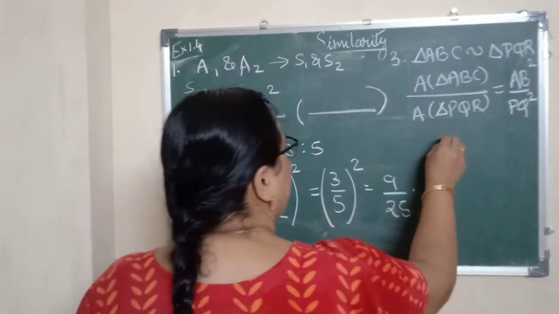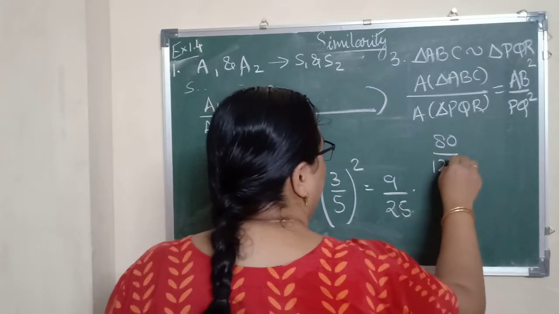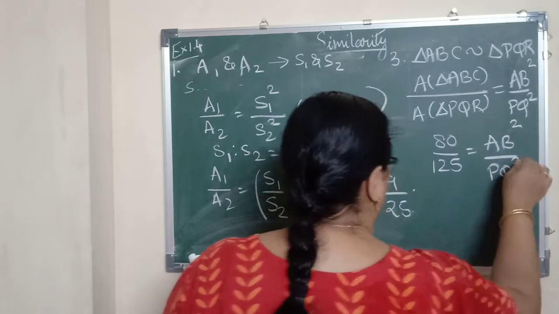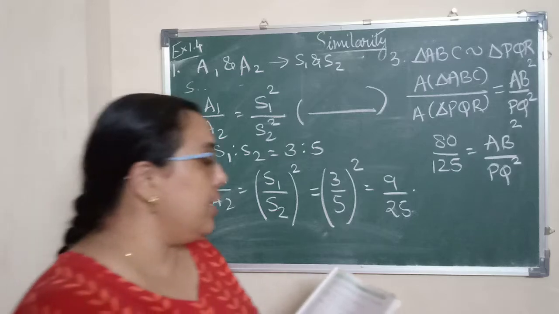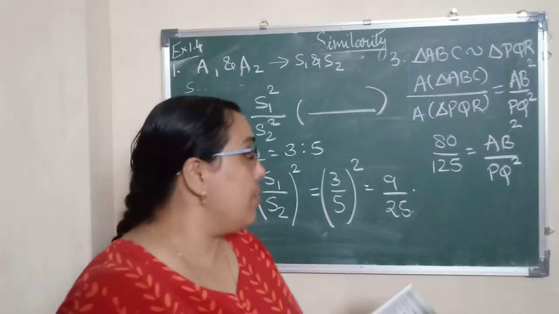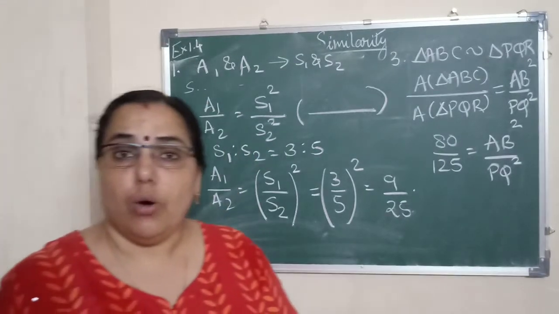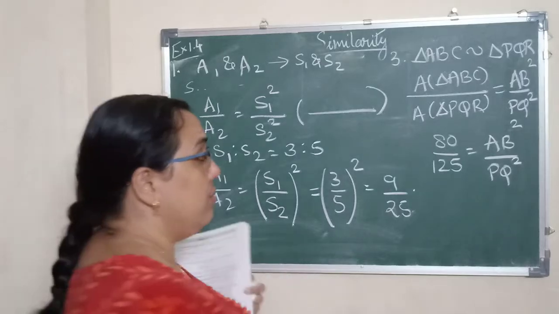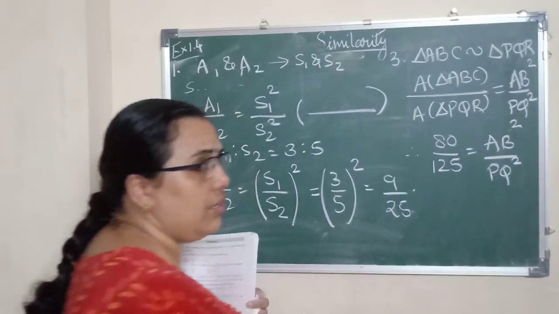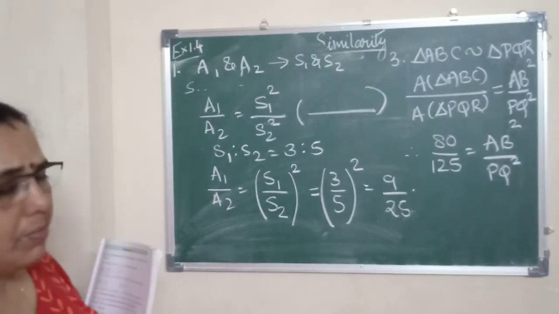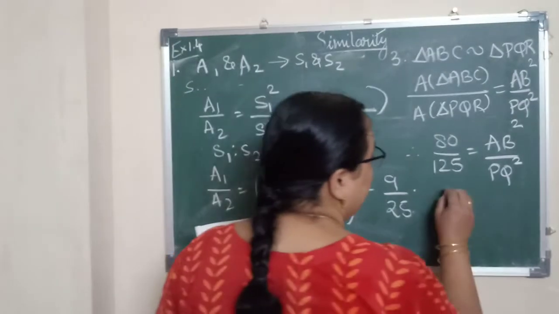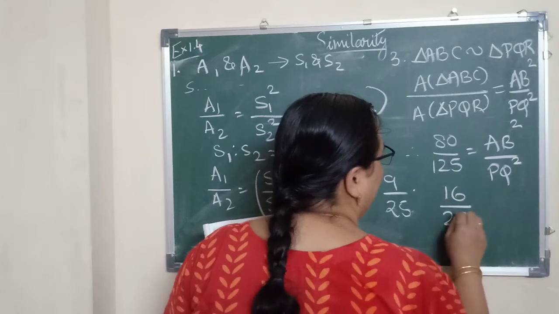And what are the values here? 80 upon 125 is equal to AB square upon PQ square. See, they are not showing all these workings there. You can very well write the step what is given in the textbook, that ABC upon PQR is equal to 80 upon 125. Therefore you get this. After getting this, we'll just check whether any divisible numbers are here. I can see that 80 is divisible by 5, even 125 is divisible by 5. So let us reduce it further. So we get 16 upon 25.